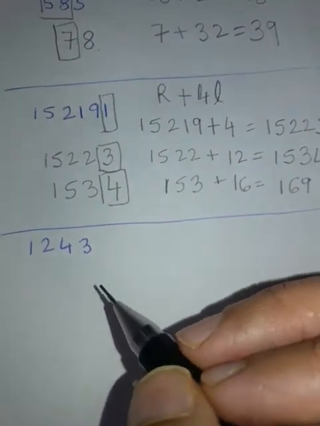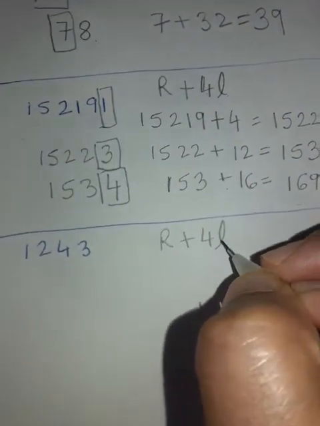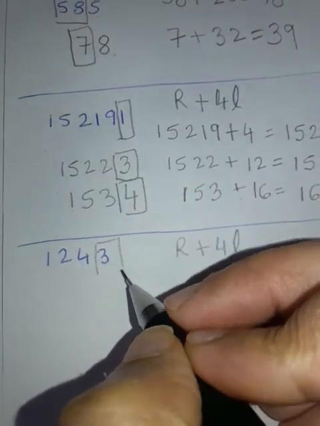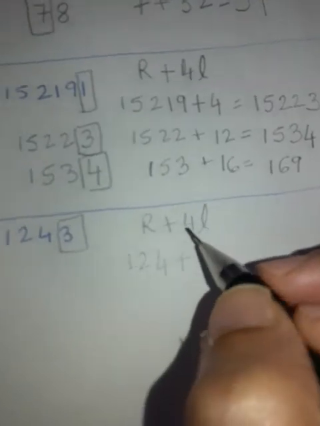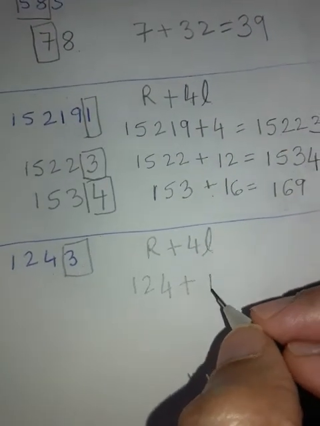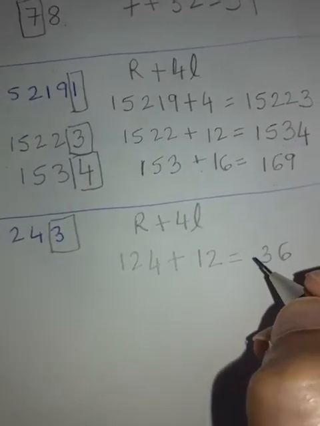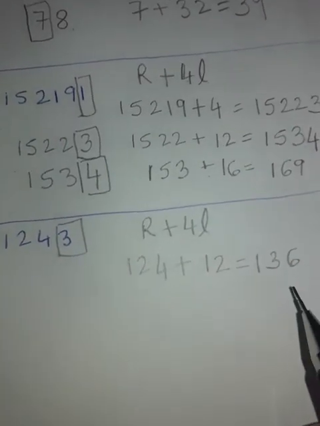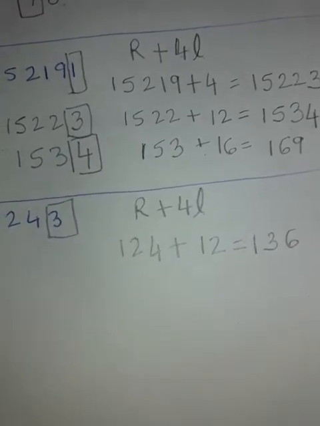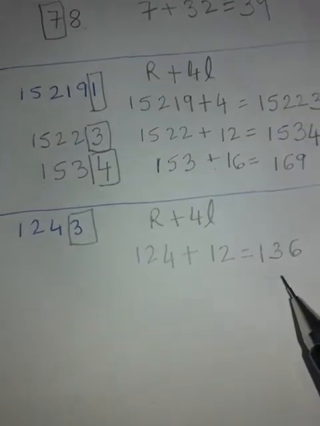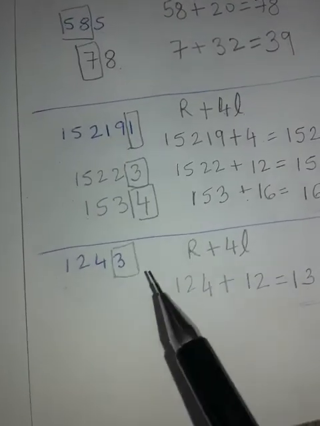Let's try one more number, 1243. Our formula is R plus 4L. Last digit is 3. Remaining number is 124 plus 4 3s are 12. Total is 136. Now if I divide 136 by 13, see 13 ones are 13 and 6 will be the remainder. So that means this number is not divisible by 13. That means this number is also not divisible by 13.